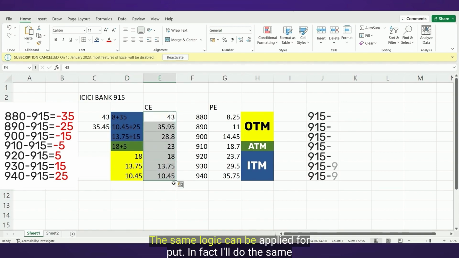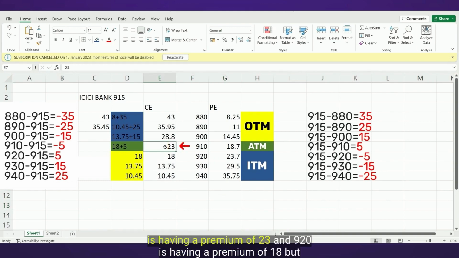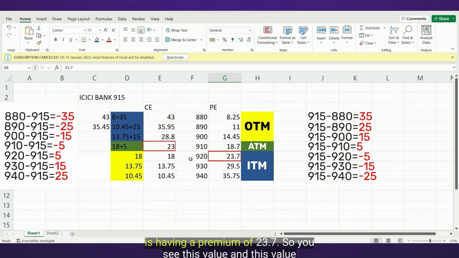Now the same logic can be applied for puts. In fact, I'll do the same logic for puts so that it will be a revision for you. Now the 910 call has a premium of 23 and the 920 call has a premium of 18. But on the put side it is reverse. 910 put has a premium of around 18.7 and 920 put has a premium of 23.7.